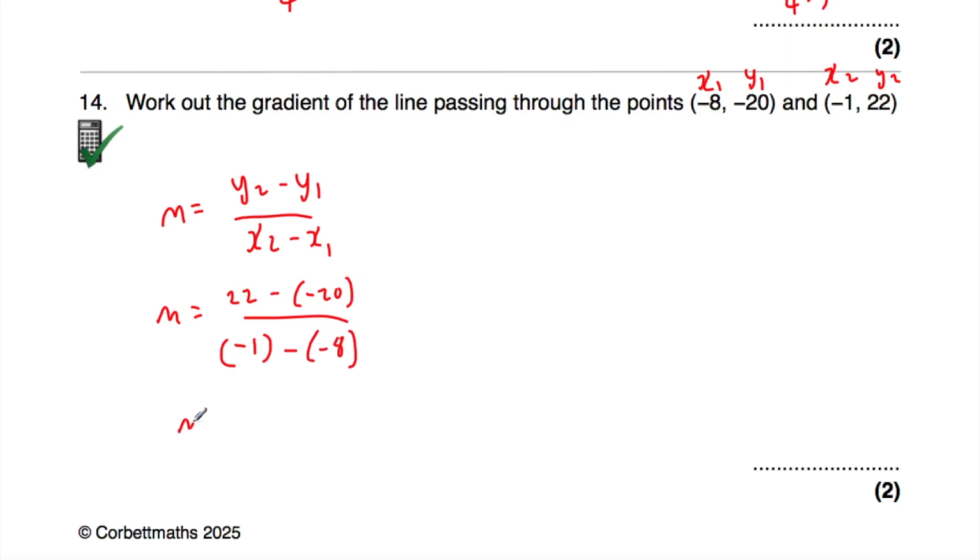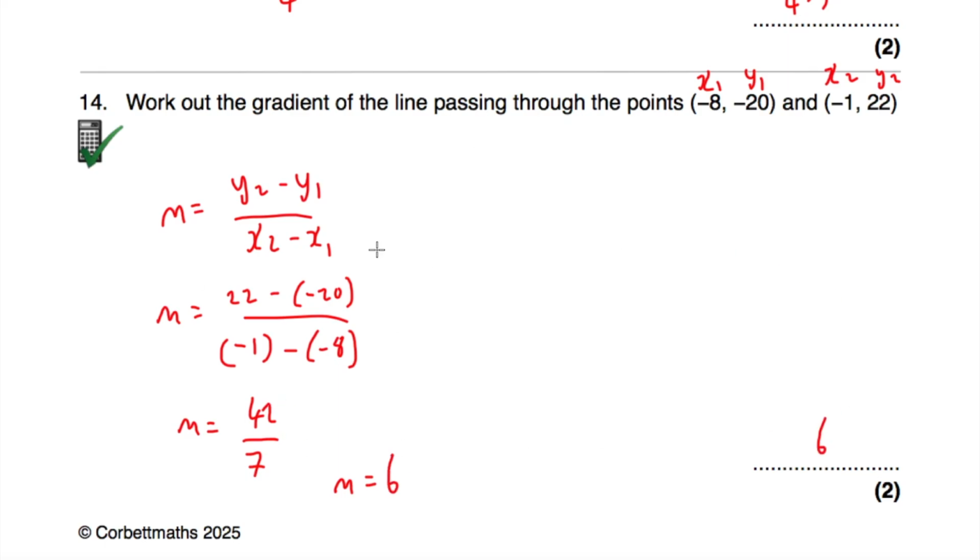And now if we work this out, M is going to be equal to 22 minus minus 20, so 22 plus 20 would be 42. And then in terms of our denominator, -1 minus minus 8. So minus and minus 8 means we're going to add 8 on. So -1 plus 8 would be 7. And that means the gradient M will be equal to 42 divided by 7, and that's equal to 6.